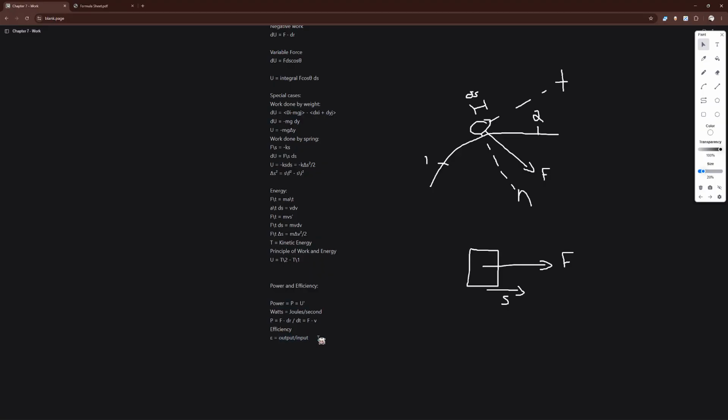And this efficiency is like a power thing, like input power, output power. But yeah, there's lots of ways to lose power to the environment that you won't always be able to optimize. But that's not something you worry about right now. That's what you do for your job, whatever.